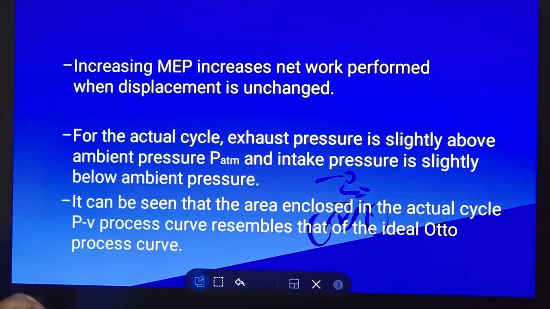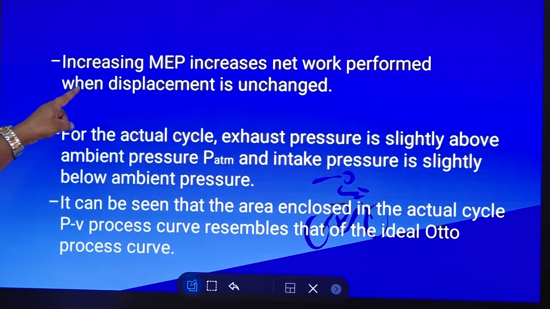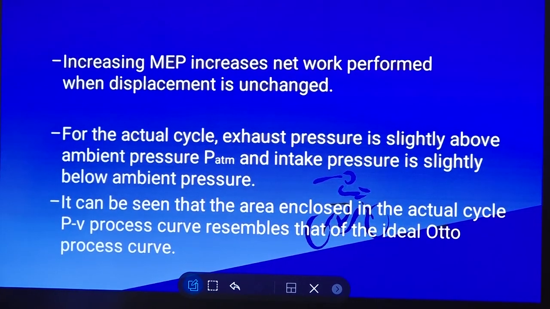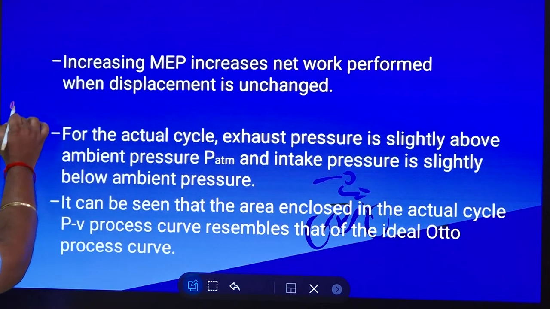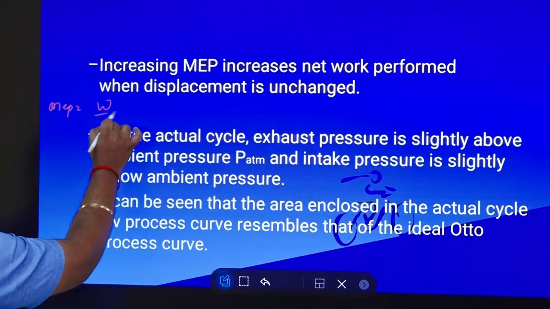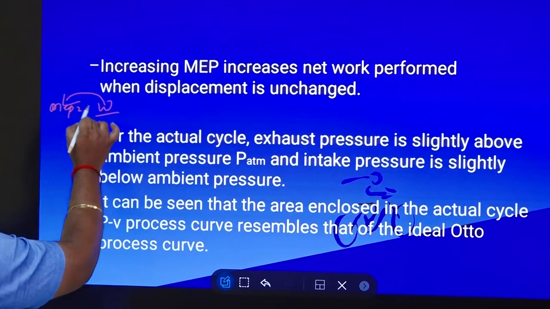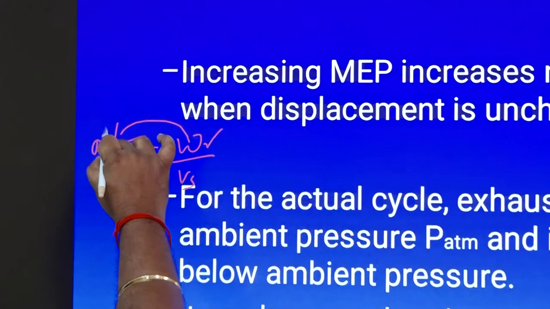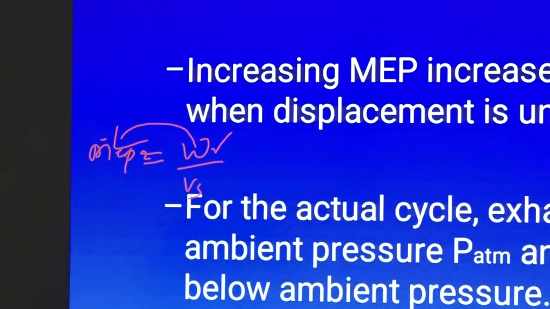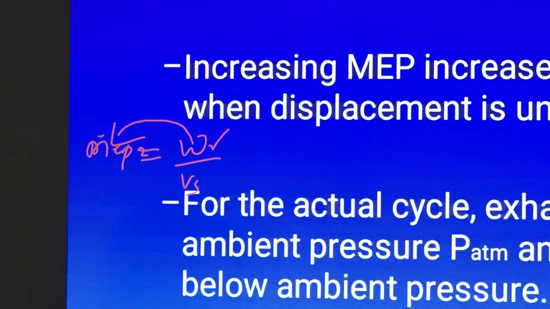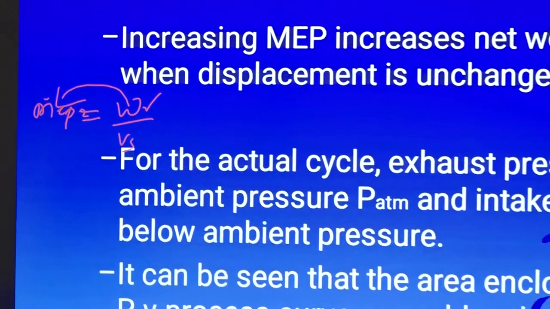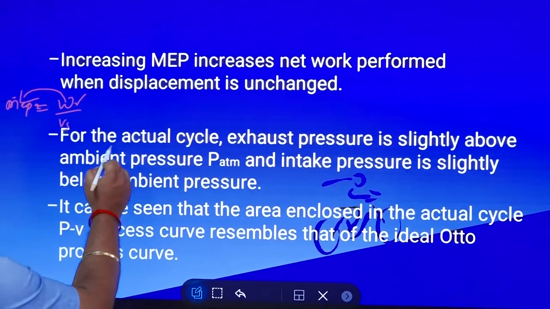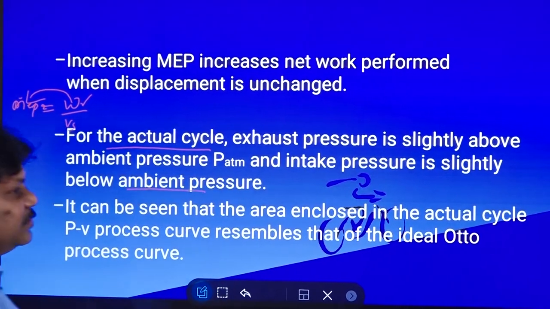Then some statements related to mean effective pressure. Increasing the mean effective pressure increases the net work performed when the displacement is unchanged. You can see here, mean effective pressure and work are directly proportional to each other. So when you increase this, the mean effective pressure will also increase. For the actual cycle, the exhaust pressure is slightly above the ambient pressure and the intake pressure is slightly below the ambient pressure.